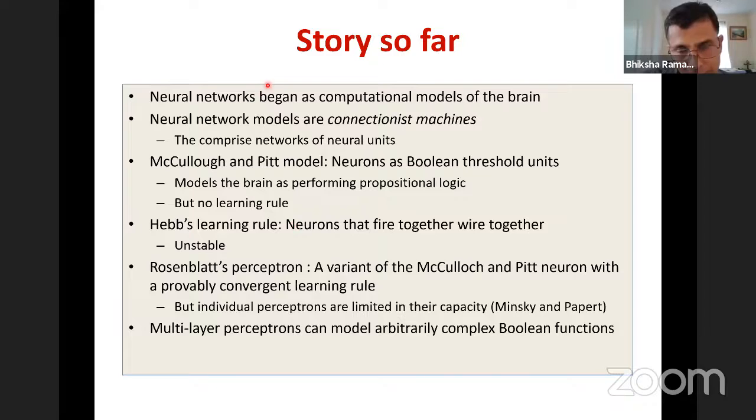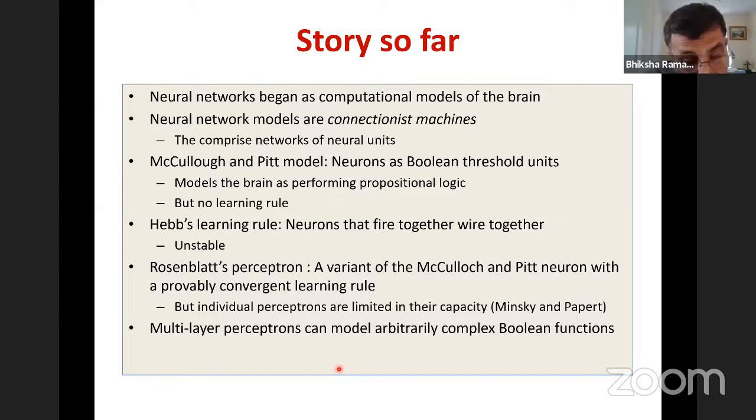So to summarize the story so far, neural networks began as computational models of the brain. Neural network models are connectionist models, which comprise networks of neural units. The McCulloch and Pitts model models neurons as Boolean threshold units, and models the brain as performing propositional logic, but gave us no learning rule. Hebb's learning rule gave us neurons that wire together, but it's unstable. And Rosenblatt's perceptron, which is a variant of the McCulloch and Pitts neuron using a variant of Hebb's rule, which gave us a provably convergent learning rule, actually gives you a more powerful learning perceptron than the previous ones, but the individual perceptrons are limited in their capacity.